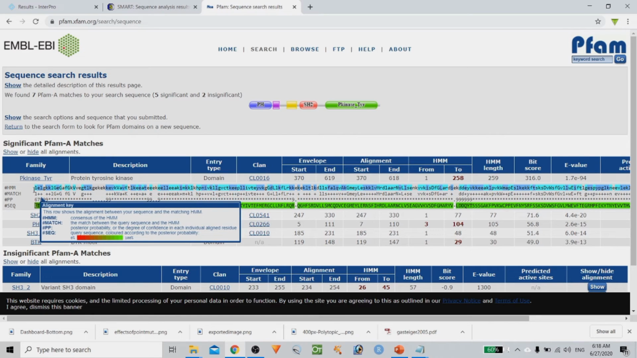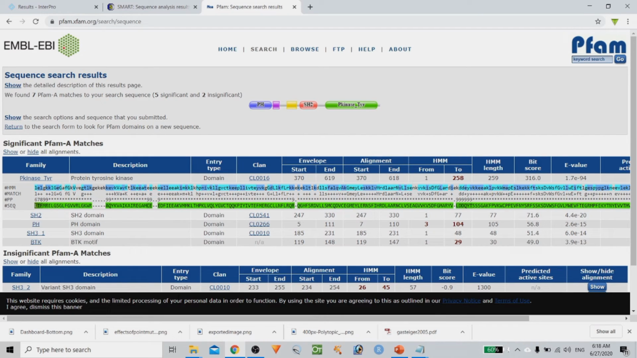So basically Pfam runs with hidden Markov model statistics. We all know the hidden Markov model is a statistical model that can be used to describe the evolution of observable events that depend upon internal factors which are not directly visible to us. So Pfam generally uses the HMM model to predict the domains.